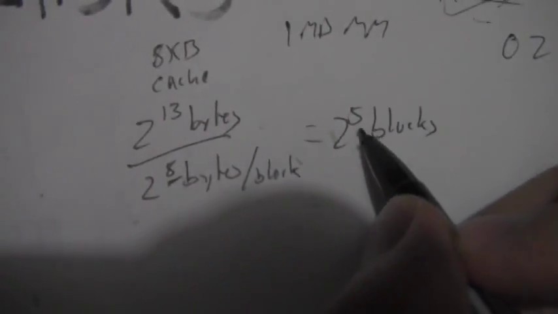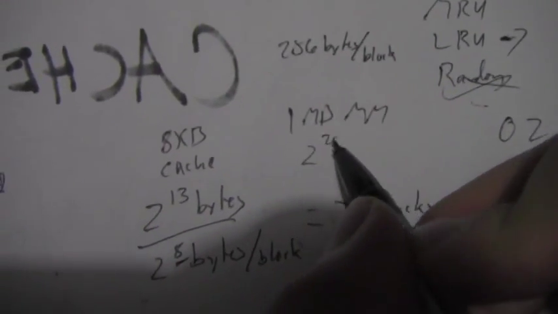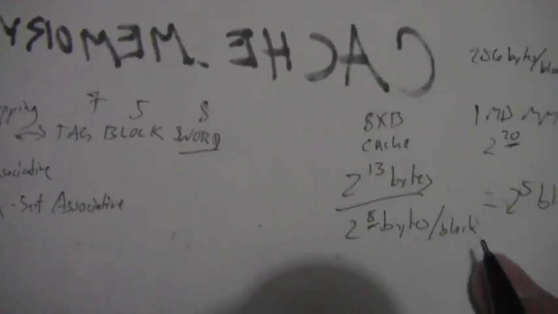Now the number of blocks is put in block. Whatever remains: 8 plus 5 is 13, and you have 2 to the 20th, so you have 20 bits to represent the address. Whatever remains, that's your tag. So 8 plus 5 is 13, 20 minus 13, 7 bits for tag.